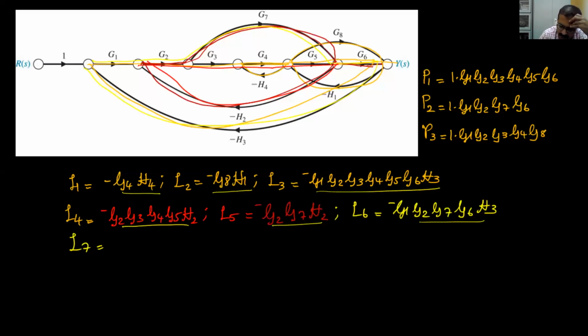So what is the other thing? Yeah, this is a possibility: G5, G6 minus H1. Yeah, that we didn't write, right? So G5, G6 minus H1. Okay. Then anything else?